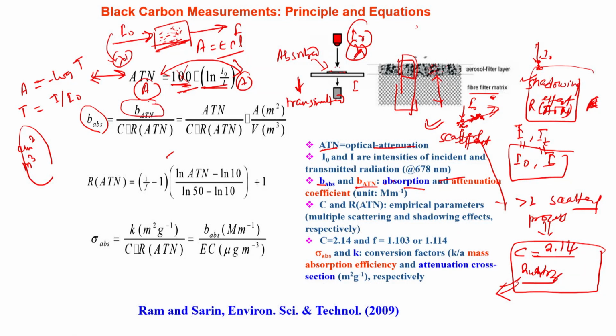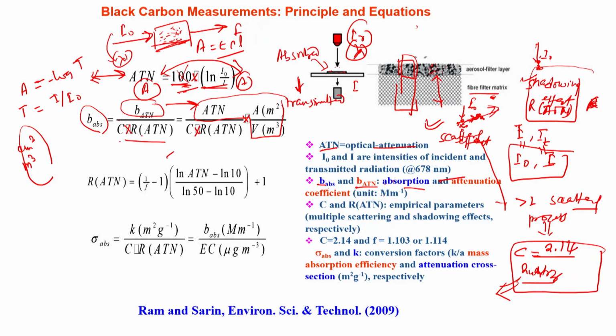So, B attenuation will always be more than 1 because you are not accounting for other processes, and then you divide by C into R. This is a multiplication symbol. There is actually a problem with conversion in the software when it is in the projector mode. So, B absorption will be written as B attenuation upon C into R ATN. And B attenuation can be written as attenuation into area upon volume. This is another equation that we have from the previous one.